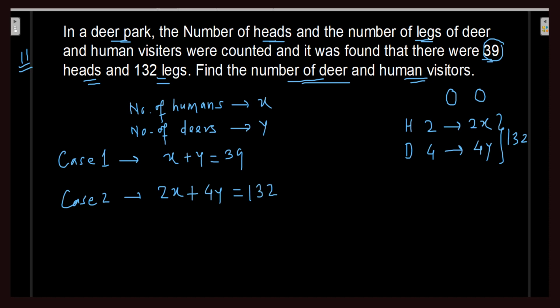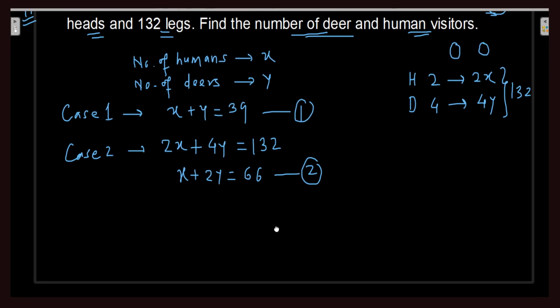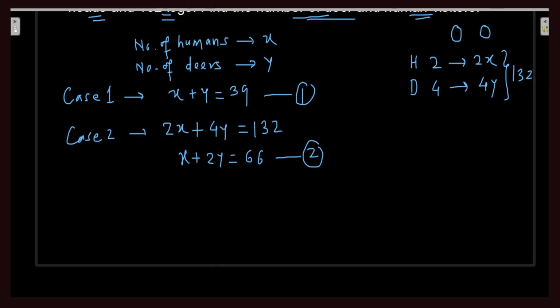Now here 2 is the common factor, so divide by 2 throughout the equation. So this will be x plus 2y, which is equal to 66, since half of 132 is 66. Let this be equation number 2, and this is equation number 1. Now we will solve equations 1 and 2 simultaneously. Here x is there and x is there. So if you subtract these two equations, the x will get eliminated and you will get the value of y.